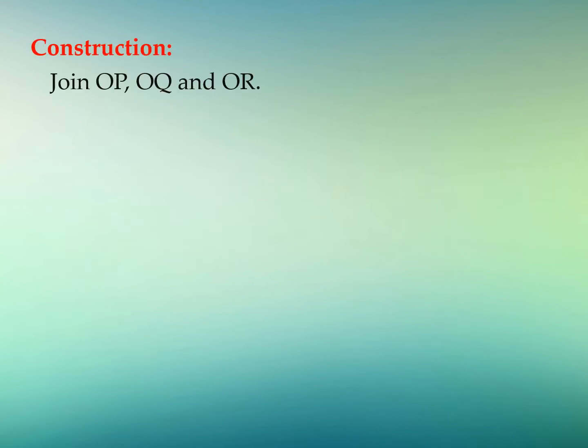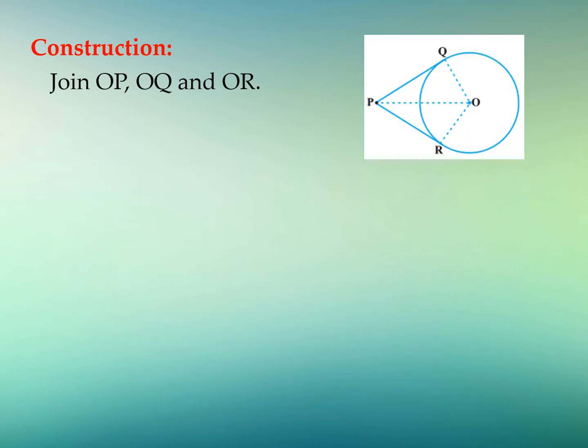So here is a construction. Join OP, OQ and OR. So how are we going to do this? Here it is. You can check it out. We had P, Q, R and O in the earlier diagram. Now we are going to join all these, so that has been marked with the dotted lines. So PO, QO and RO are the lines that have been joined here. So it is represented by the dotted lines here. Let's start with the proof.